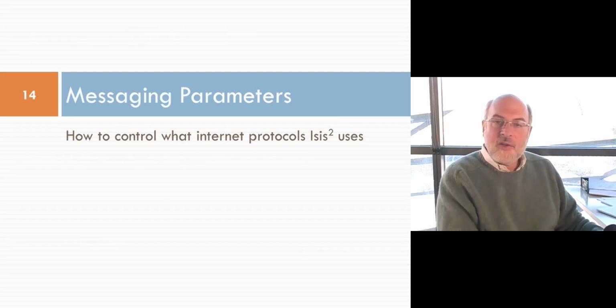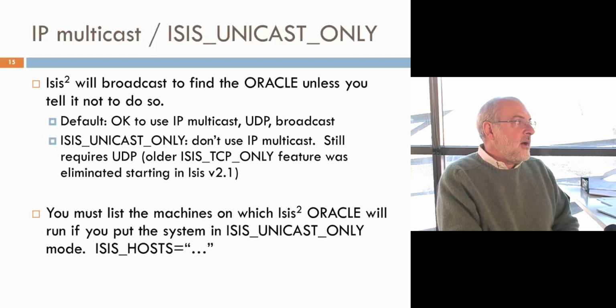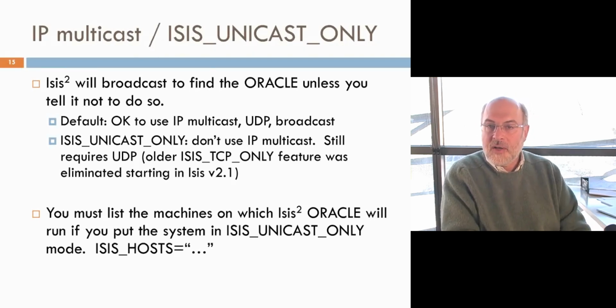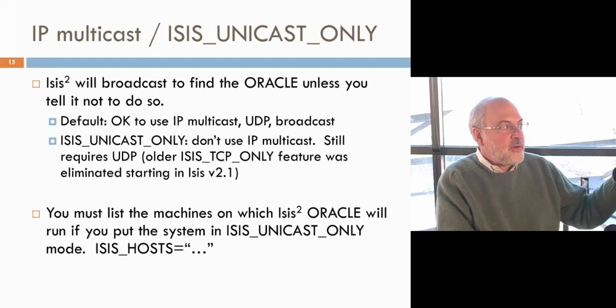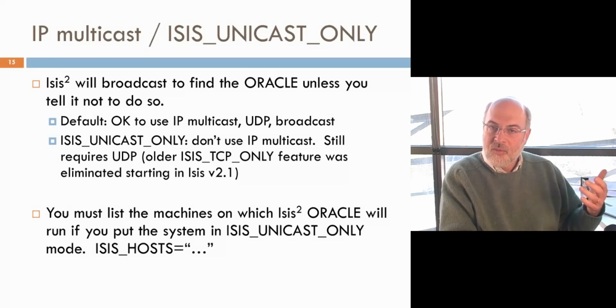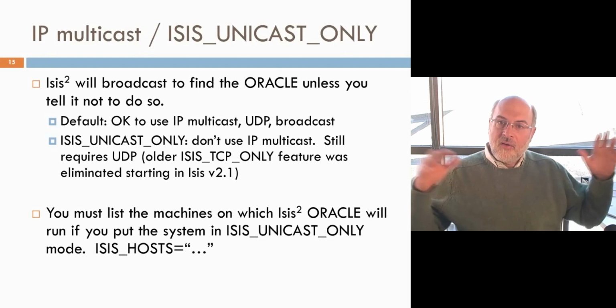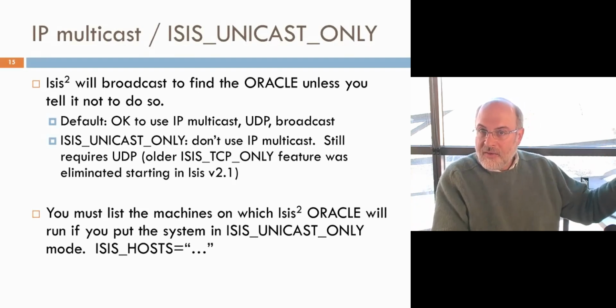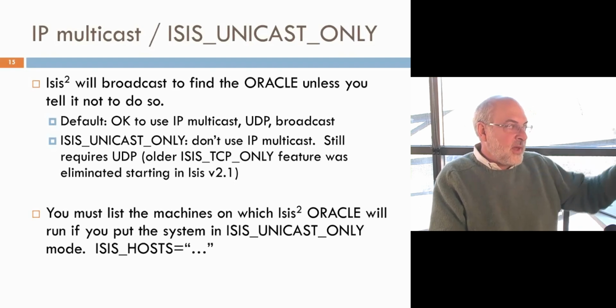So let me talk about the messaging parameters next. ISIS has a choice. Does ISIS have permission to use broadcast or not and multicast or not? So you can control that. There's a feature called ISIS unicast only, and when you use this feature, ISIS will not use multicast. Normally we use broadcast and multicast because they're a very efficient way to send a message from one source to many receivers. However, ISIS will broadcast in that case to find the oracle. But you can disable that by setting ISIS unicast only to true.